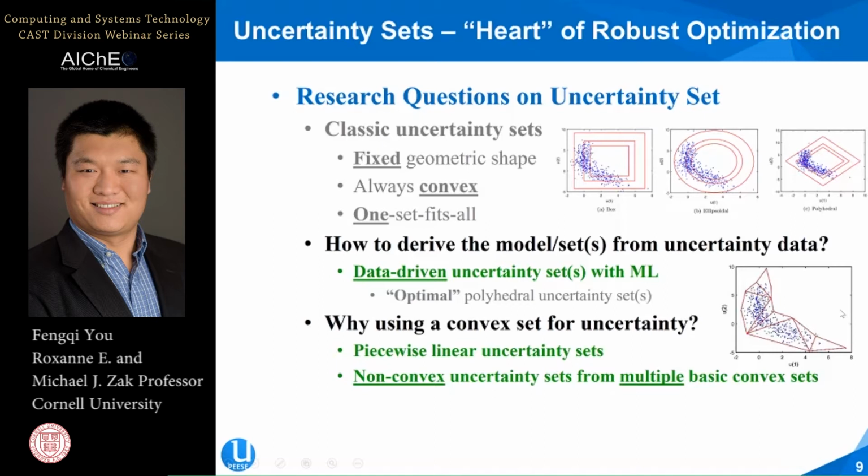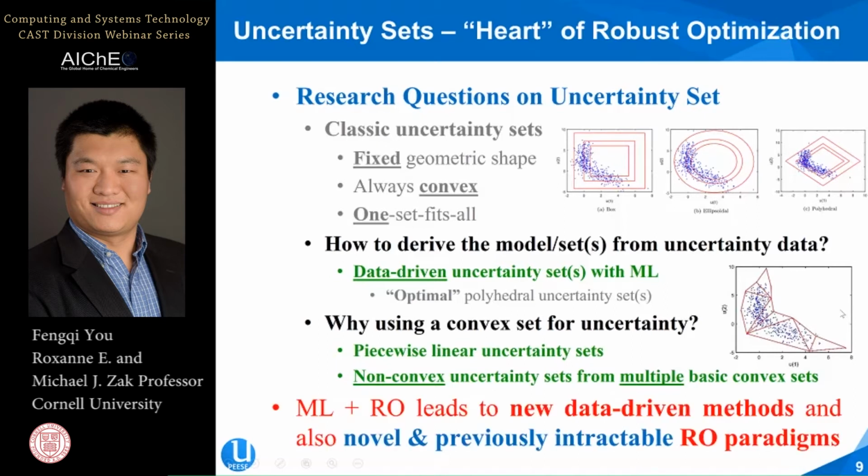So these are the fundamental research questions we try to answer in this work and research direction. One comment I want to make is that the merger, or the meeting, between machine learning and robust optimization not only leads to new data-driven methods, but also really contributes to new mathematical programming paradigms. They contribute to the fundamental tools and methods you see in mathematical programming and in machine learning.